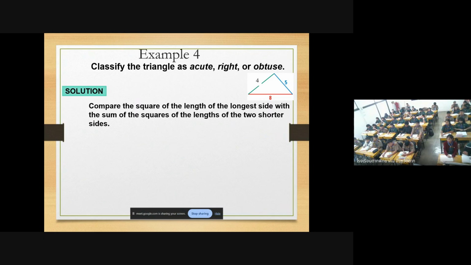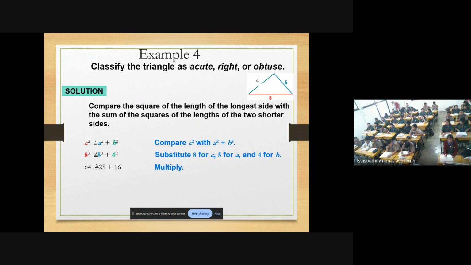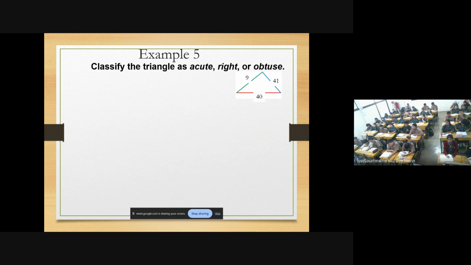What is the answer? Okay, let's see. So obtuse. The longest side is 8. So we just have this, so the answer is obtuse. Very good. Okay, how about this?